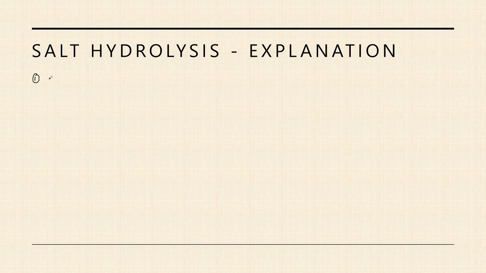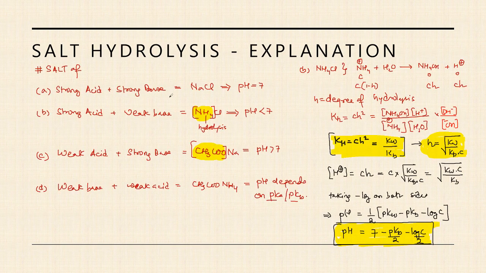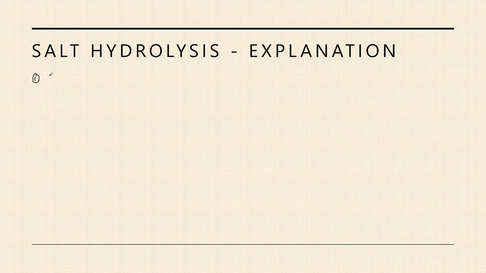So I've already taken the salt of a strong acid and a strong base, where the pH is 7, so I do not need to write any expression for this. If it is a salt of a strong acid and strong base, pH will be exactly 7 at the equivalence point. For a strong acid and weak base like NH4Cl, our expression will be pH equals 7 minus pKb upon 2 minus log C upon 2.